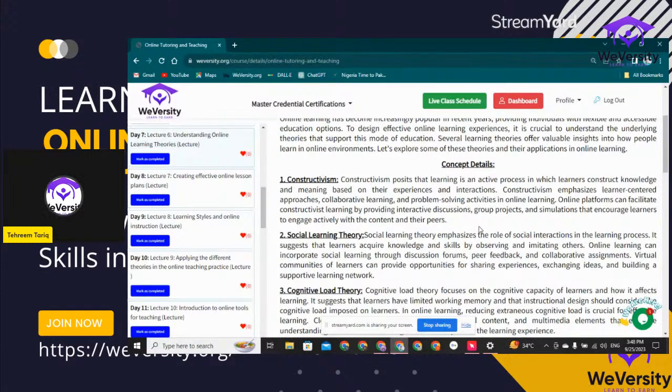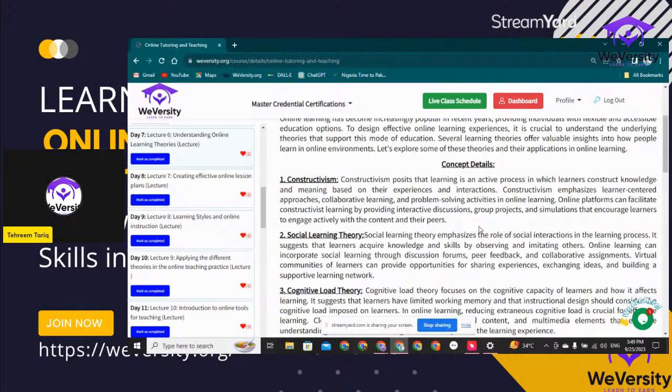The first one is constructivism. Constructivism posits that learning is an active process in which learners construct knowledge and meaning based on their experiences and interactions. So as an online or digital educator, you have to keep in mind that students also learn from their experiences and interactions. Constructivism emphasizes learner-centered approaches, collaborative learning, and problem-solving activities in online learning.